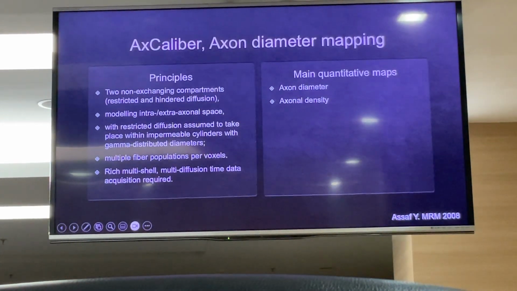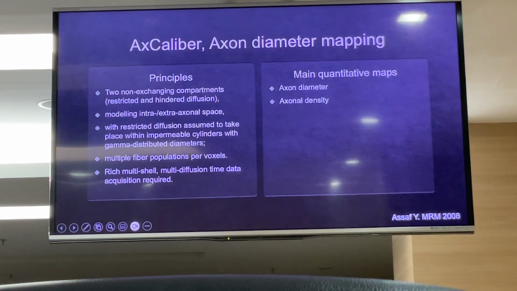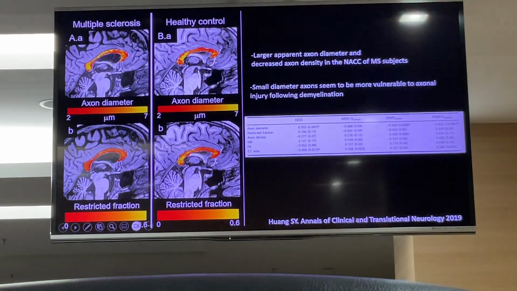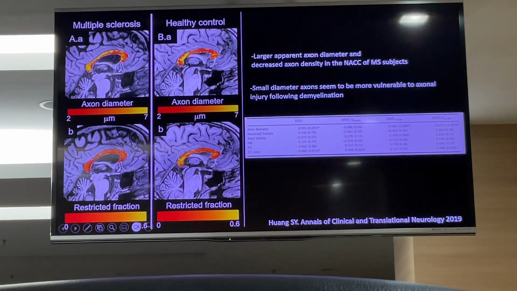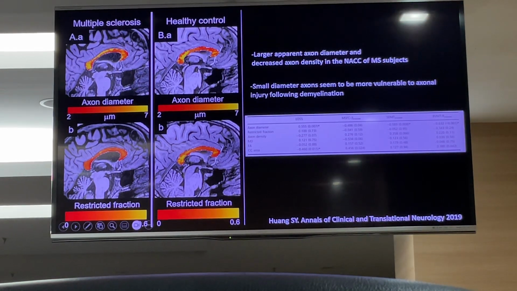This is Excalibur and axonal diameter mapping. In principle, we use two non-exchanging compartments, restricted and hindered diffusion. But the thing is that it needs rich multi-shell diffusion time data acquisition, maybe a long scan. The metrics are going to be axonal diameter and density. This is the work from Dr. Susie Wang. She analyzed multiple sclerosis patients compared to controls.